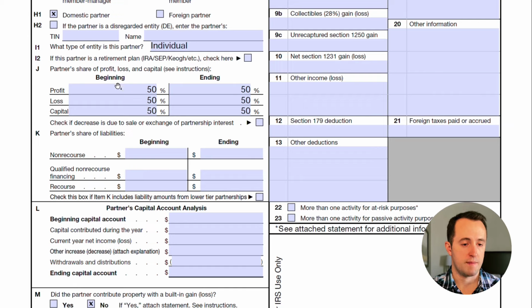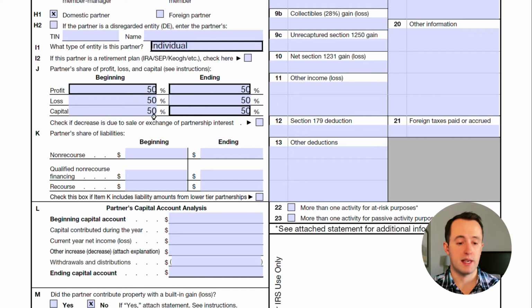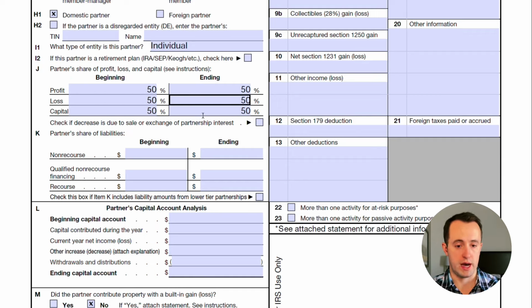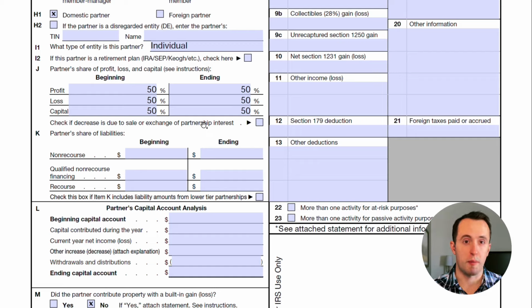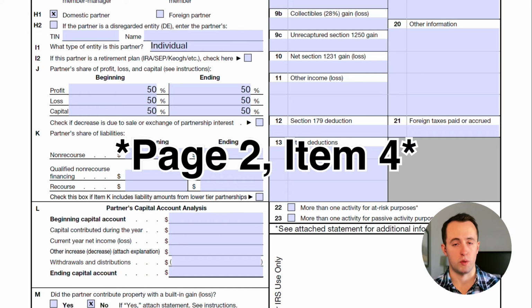Now for item J, in this simple tax situation, it's a 50-50 partnership. So John Doe, at the beginning of the year as well as the end of the year, shares 50% of the profits, losses, as well as all capital. That is basically the majority of what you're going to be filling out, so long as you have a relatively simple partnership tax return. You don't really have to worry about anything in K for the partner's share of liabilities, as well as the partner's capital account analysis.